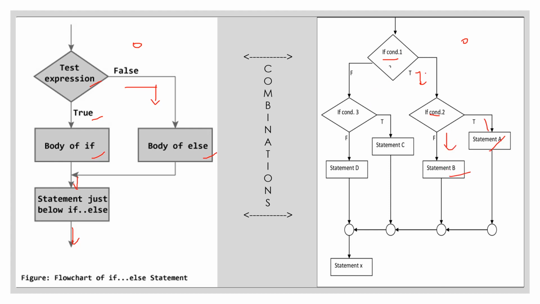If condition 1 itself is false, then condition 3 is checked, and if condition 3 is true, then statement C is executed. If condition 3 is false, then statement D gets executed, and the order of execution follows.